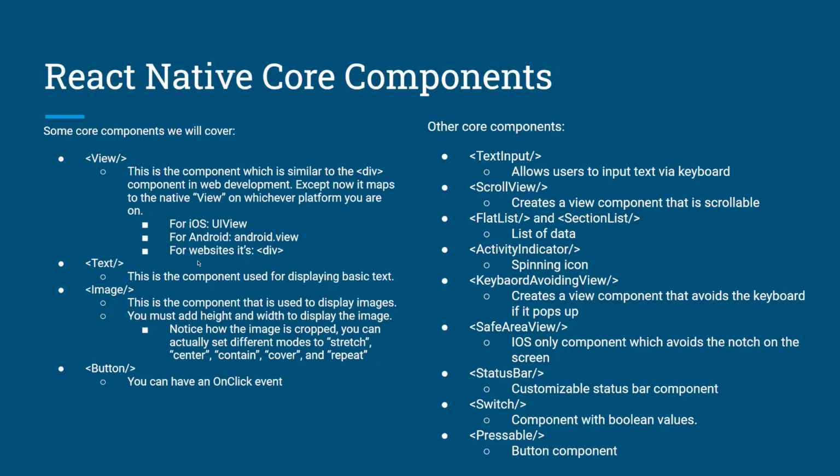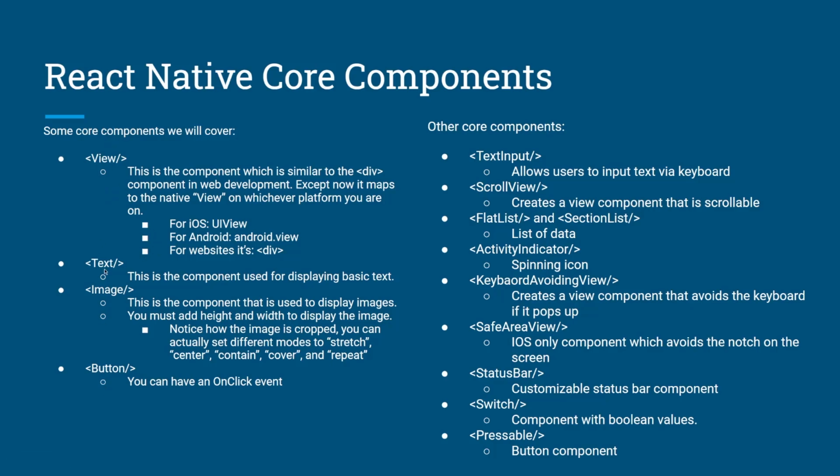Alright, before we talked about view and text. There are also other core components that we'll cover, such as image and button. But there's also a lot more core components than this. There's like 6 or 7 more. But these are the ones I think are the most useful, except this one. This one is literally just a spinning icon. Anyways, view, text, image, button. You've seen view and text before.